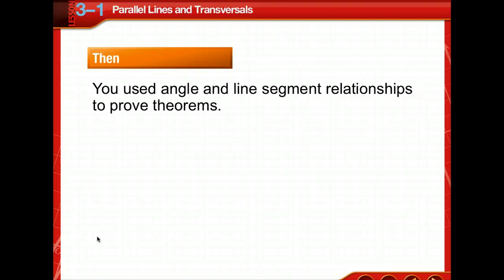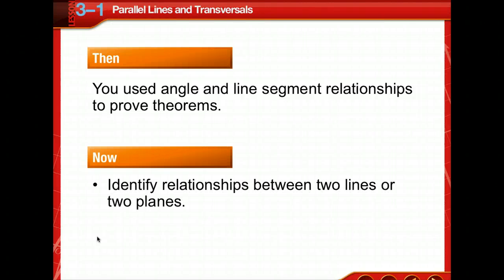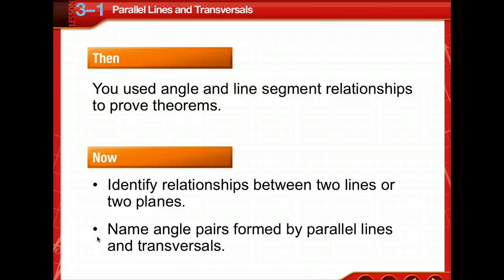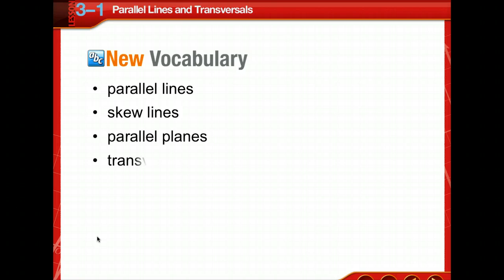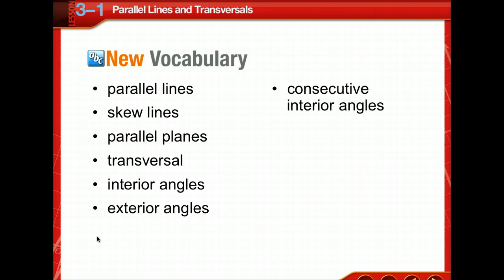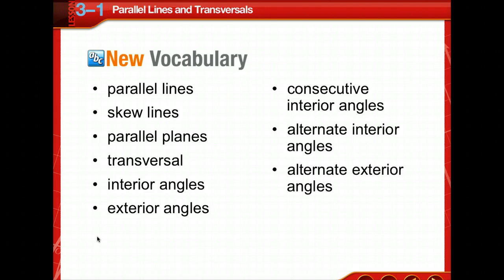Previously, you've used angle and line segment relationships to prove theorems. You remember that was in the last chapter. Now we're going to identify relationships between two lines or two planes, and we're going to name the angle pairs formed by parallel lines and transversals. Got quite a bit of new vocabulary. Some of it's not so new. Parallel lines, skew lines, that might be a little different for you. Parallel planes, a transversal, interior angles, exterior angles, consecutive interior angles, alternate interior angles, alternate exterior angles, and corresponding angles.